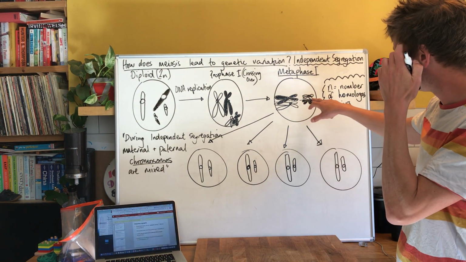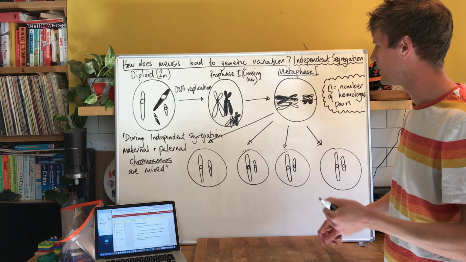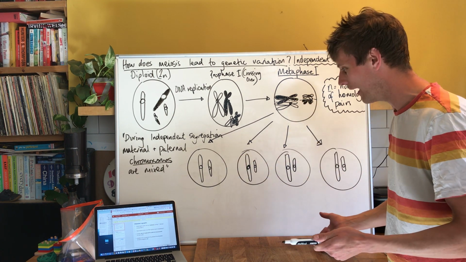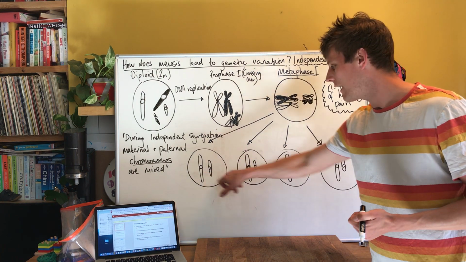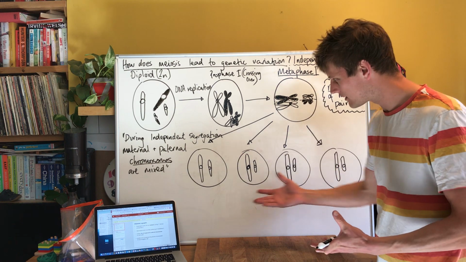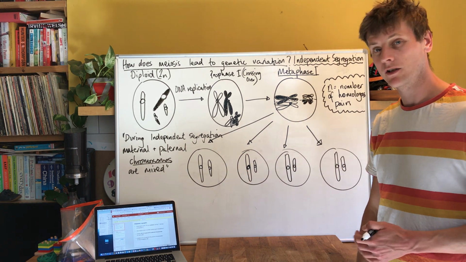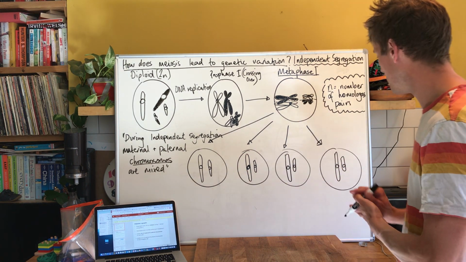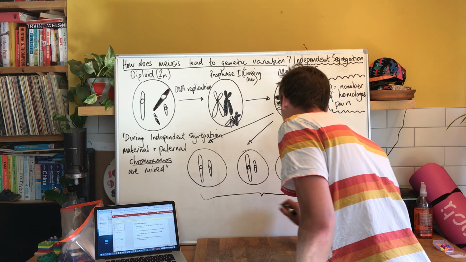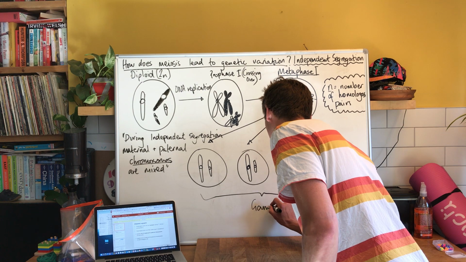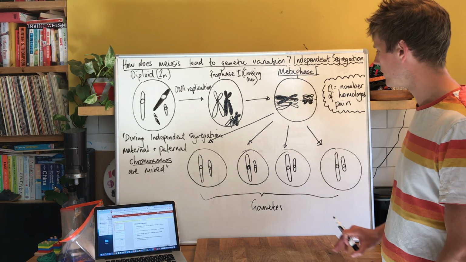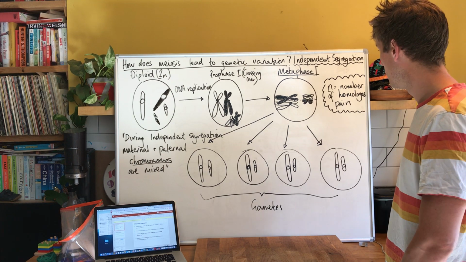Okay, so the maternal and paternal chromosomes are mixed. The outcome of that is you get a random assortment, a random mix of maternal and paternal chromosomes in these gametes. So all of these are gametes, and there are different possible combinations of those chromosomes.